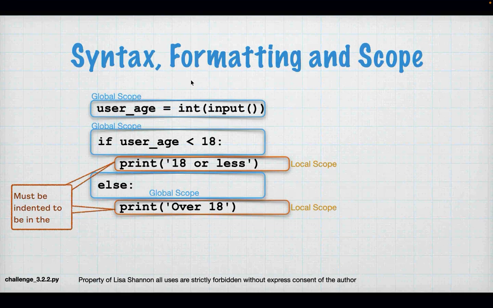Now there's also something, I think it might be in the next slide. Okay, so let's keep going on this one. I have my two keywords. I have if and I have else. If and else say to Python it's time to make a decision.